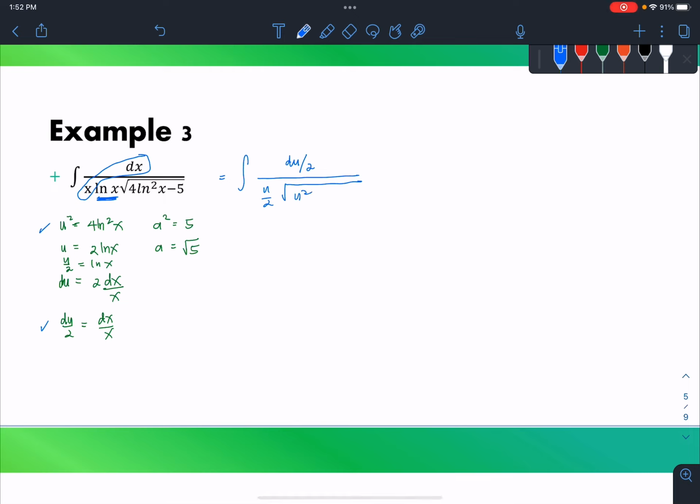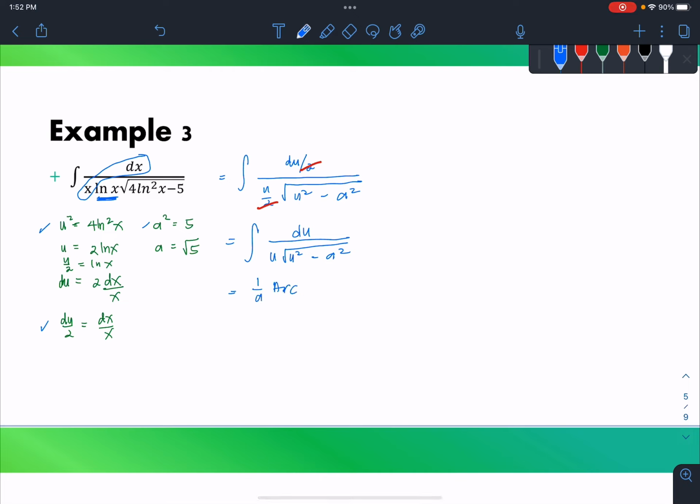And then we have dx over 2 and u all over 2, so we can cancel both. Okay, so 2 and 2 will be cancelled out. So therefore, what remains will be du all over u, the square root of u squared minus a squared. And this one is an arc secant. So we write our formula, that is 1 over a arc secant of u all over a plus c.